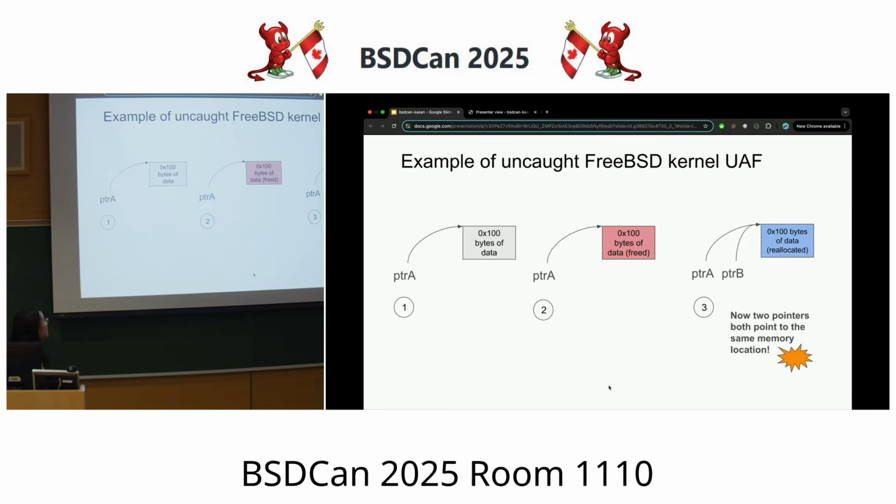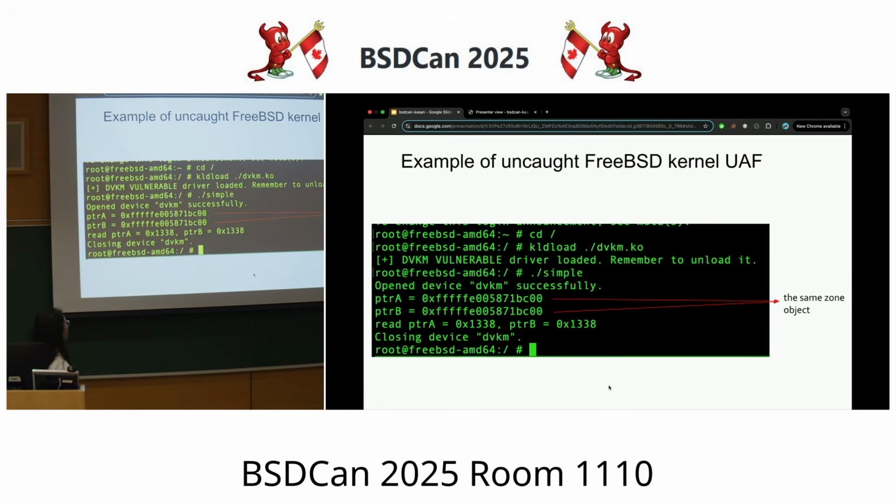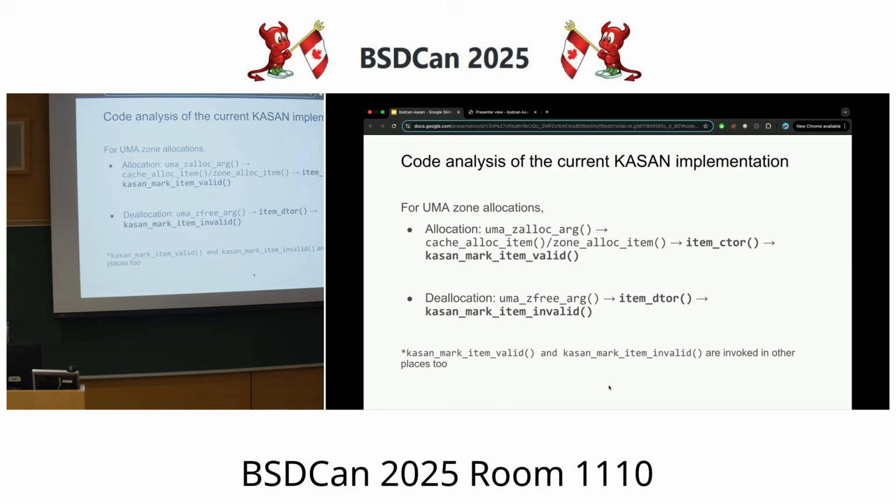So this is a diagram of what happens. You see that pointer A is pointing to an allocation, and then it's freed, so it's painted with red bytes. And then you allocate pointer B. It points to the same allocation. So KASAN must paint it back, must unpoison it, right? If you run it, you see that it doesn't cause a crash, and pointer A and pointer B point to the same object.